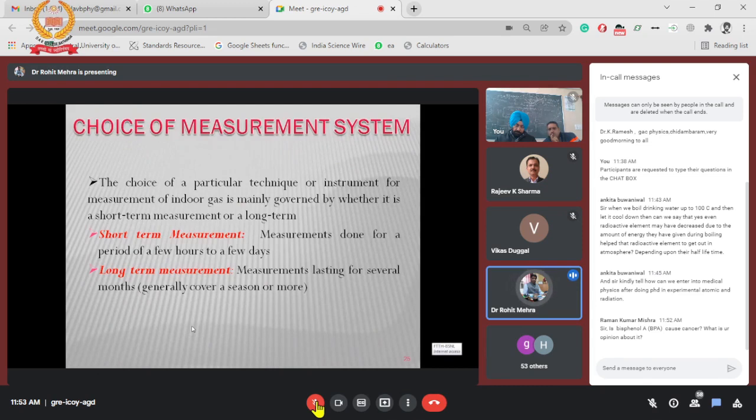Just for the choice of measurement, how we should go for the measurement, we should go for either long-term measurements or short-term measurements. And that depends on our choice, because if we are interested in having an exact value, then we should always go for long-term measurements. That means we should deploy our detectors for the long term, say 90 days or 100 days. But if we are interested in only having an instantaneous value, we should go for short-term measurements. There are some detectors which do short-term measurements and some which do long-term measurements. The choice depends upon what type of estimation we want to have.